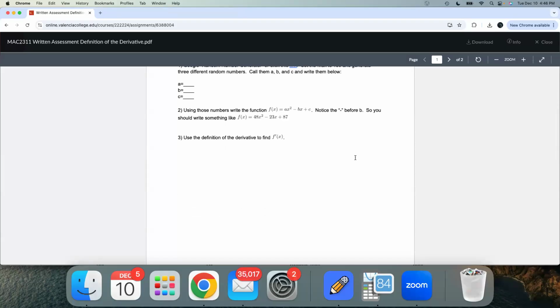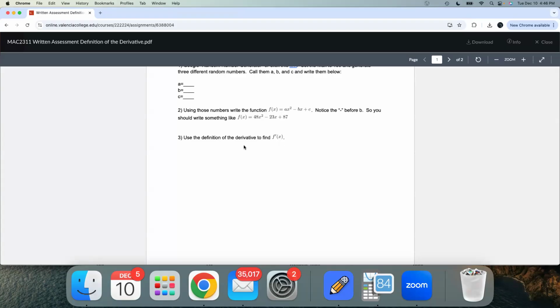We're going to find the derivative using the definition of the derivative. Some of you may have learned a little bit of calculus in high school. You may know power rule. We're not doing that yet. We are using the limit definition. Limit as h goes to 0, f of x plus h minus f of x all over h.